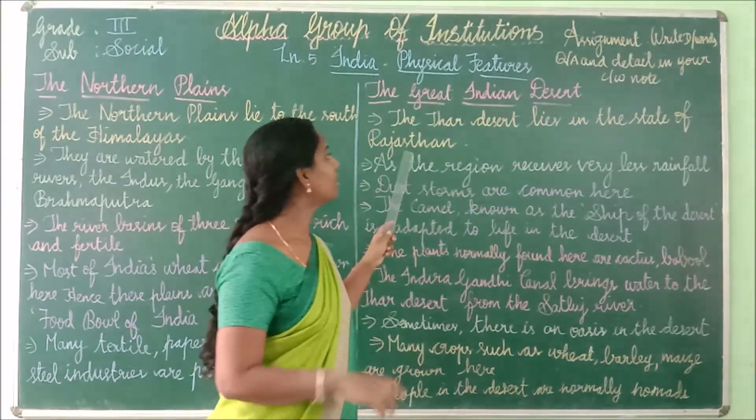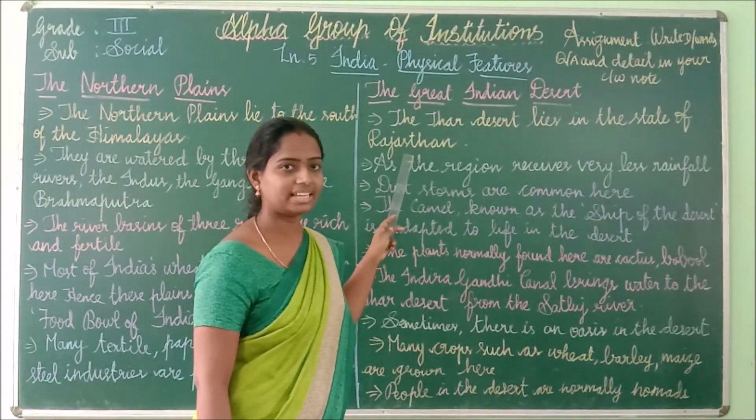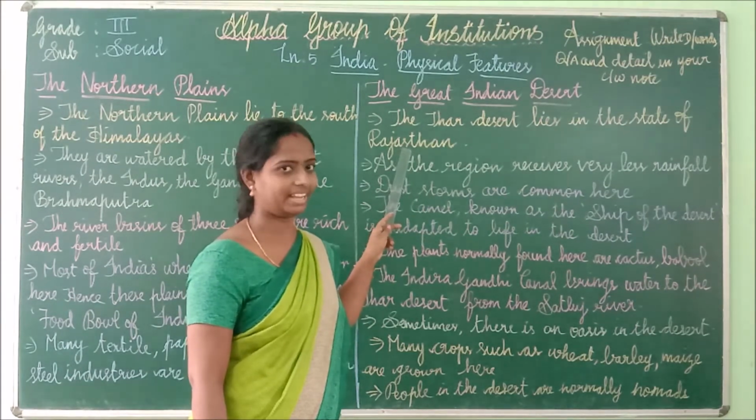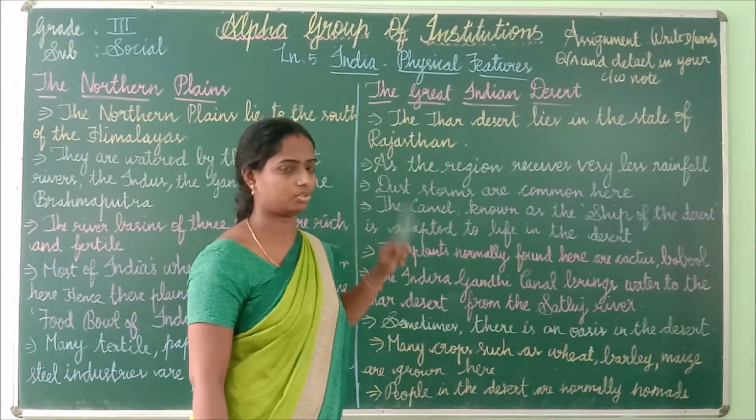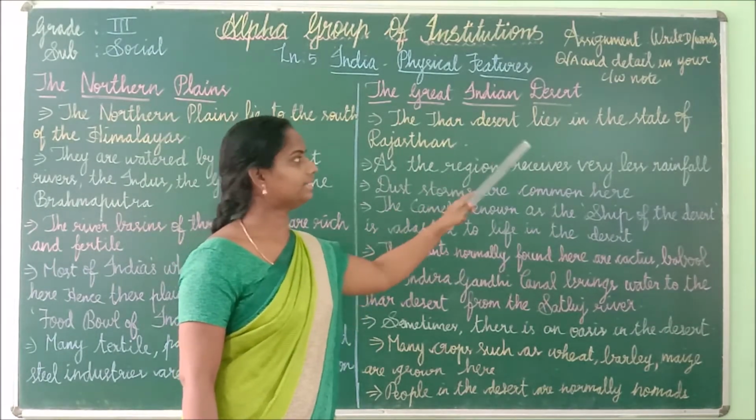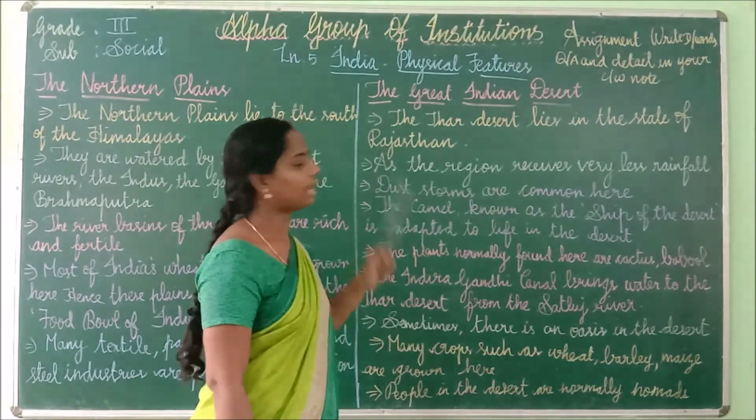state of Rajasthan. See, where does it lie, children? It lies in the state of Rajasthan, which is also in India, isn't it? You all know about it. It is also on the northern side. Okay, the Thar desert lies in the state of Rajasthan.